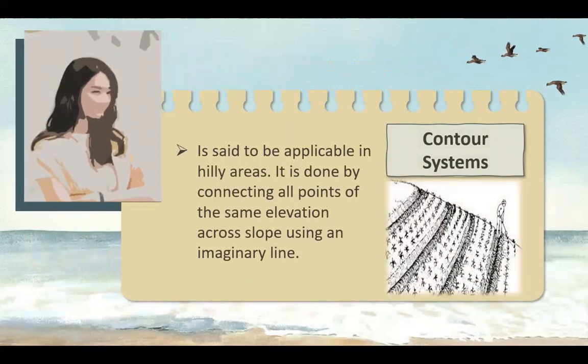The last system is what we call the contour system. It is said to be applicable in hilly areas. It is done by connecting all points of the same elevation across the slope using an imaginary line. In the contour system of layouting, this is done in land with elevated topography such as slopes and hills. This system can control erosion and can preserve nutrients of the soil by conserving water.